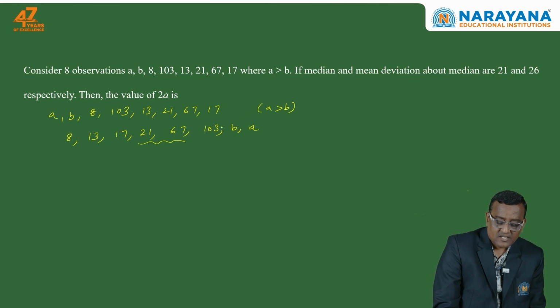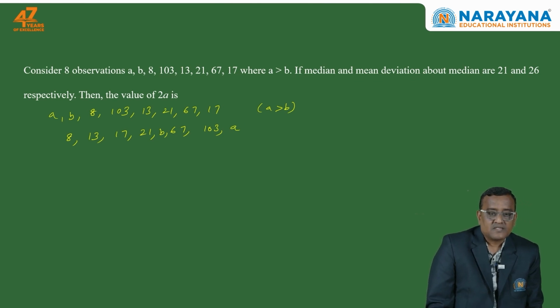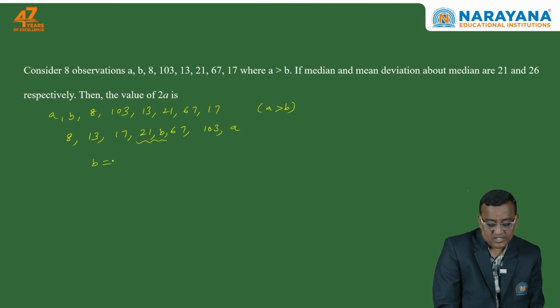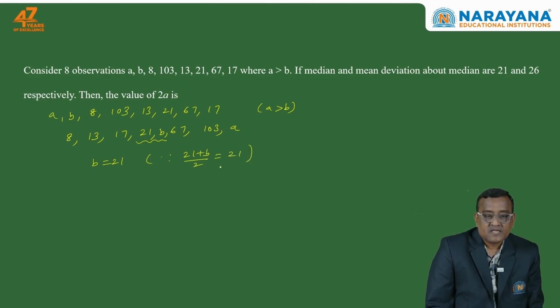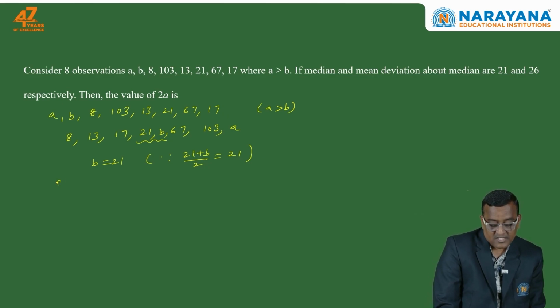That's why this B you have to place here. Here is our B and here is A. Then the mean of these two is 21. That's why B is 21, since (21 plus B) by 2 is 21, that is the median. Now, to find A, given the mean deviation about median, so here the median, say capital M, is given as 21.